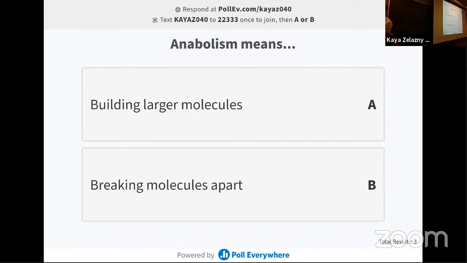And here's another compare and contrast. We had anabolism and catabolism. So anabolism and catabolism were two things we compared and contrasted before.